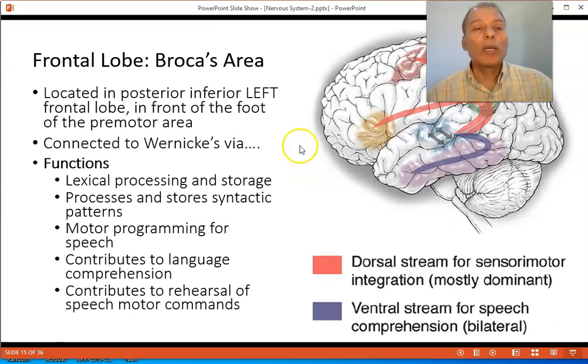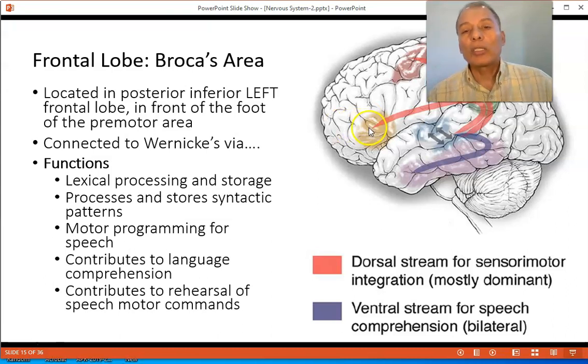Now let's look more in depth at Broca's area. Again, you need to know exactly, precisely where it is and what areas, with every little detail that you need to know about this critical area. So it is found in the left hemisphere, in the frontal lobe, in the inferior posterior part of the frontal lobe, anterior to the foot of the premotor cortex. You say that, you get all the points.